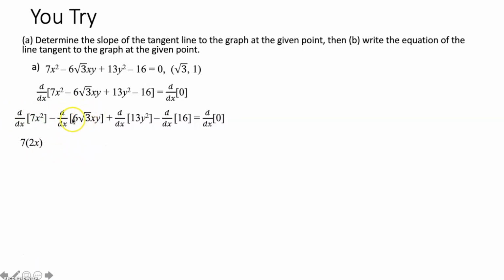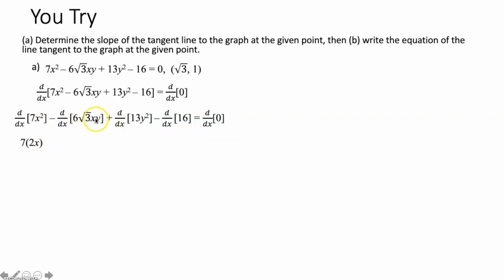Here, this looks complicated, except 6 rad 3 is just our constant. So we can technically move that out front and worry about that at the end. The x times y, though, is still a little complicated because we're taking the derivative of a function times a function. So when I take the derivative, I have to use the product rule. So negative 6 rad 3 is going to be out front. Then we're going to have parentheses, and then it's going to be the product rule.